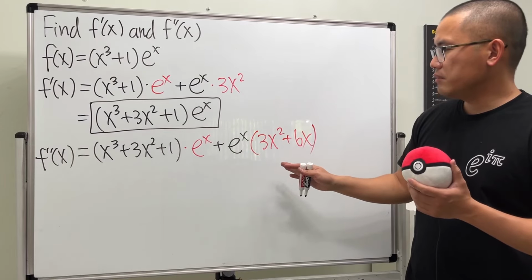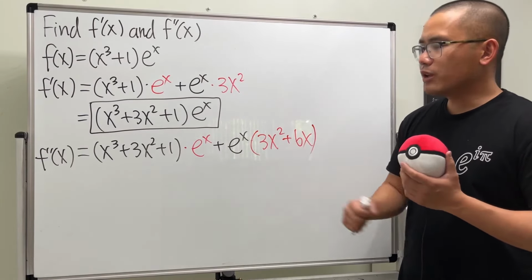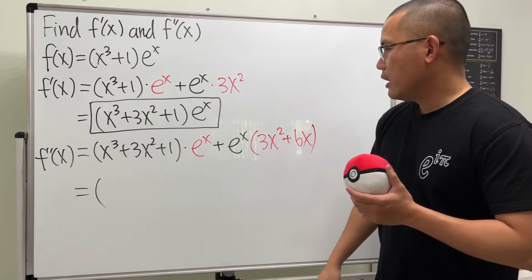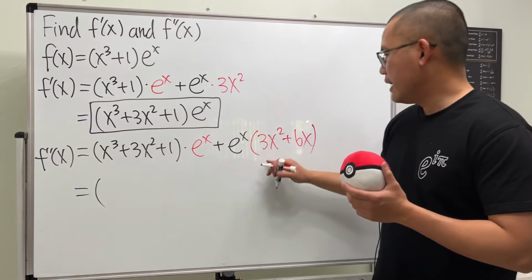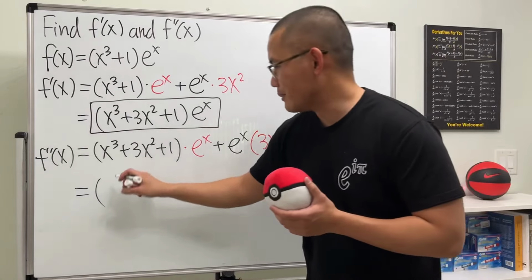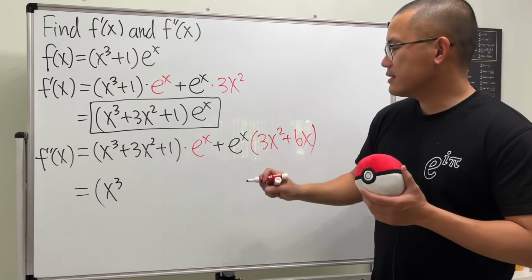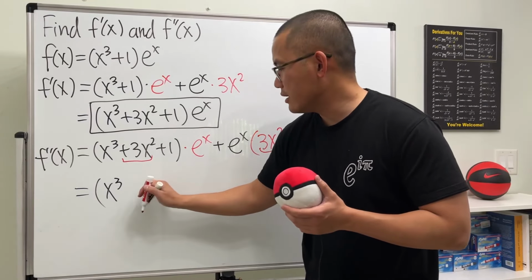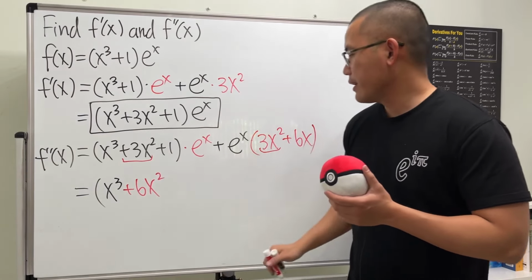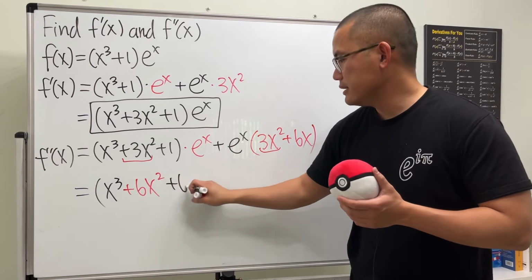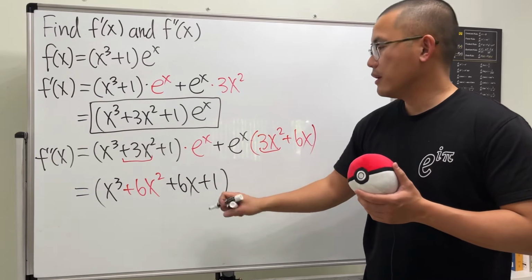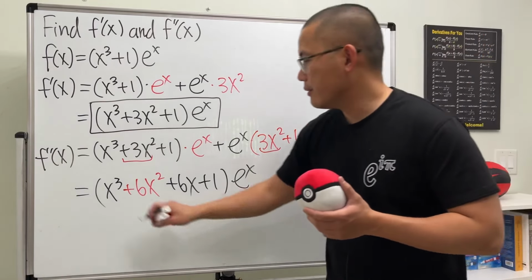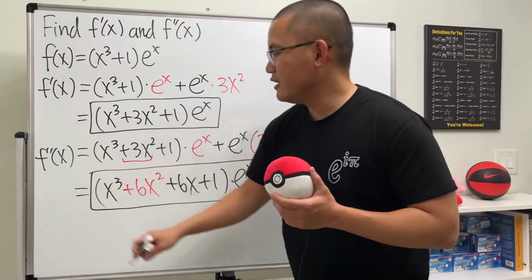And now we can see, again, they have e to the x, so we can factor it out and combine terms, and we are going to do that. Let me open the parentheses. Okay, here we have x to the third power, and we don't have another x to the third power, so we just have x to the third power. Alright, next we have 3x squared, and then this is also 3x squared, so we can add them together and say that's 6x squared. And then next we have this, which is plus 6x and then plus 1. Alright, and lastly we have the e to the x. I'm just going to factor it and put it at the end. And here we have it. This is the second derivative.